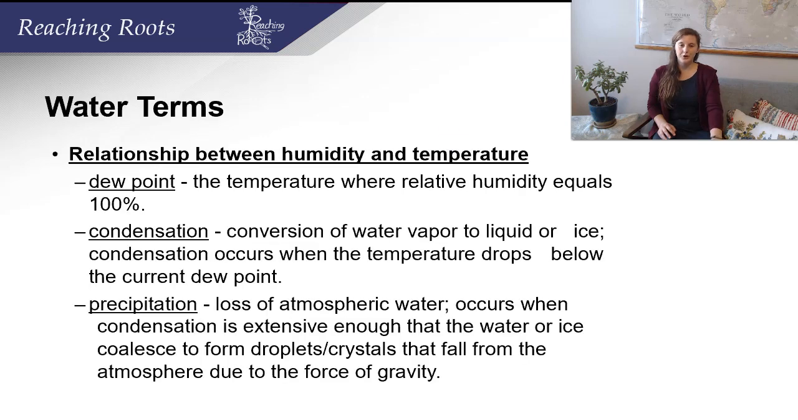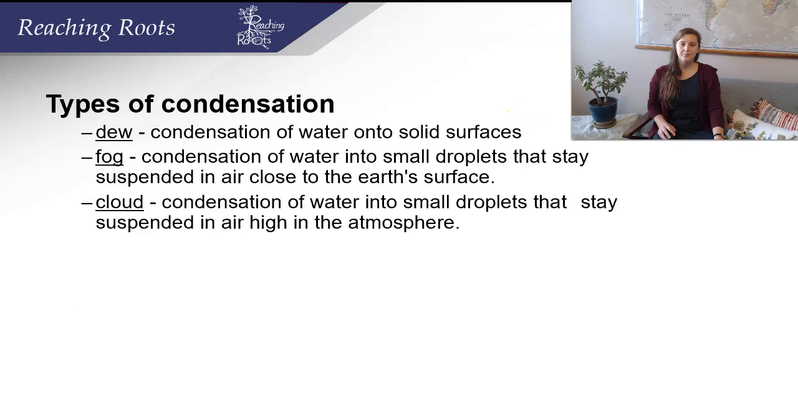Some more terms for humidity. The dew point is the temperature where relative humidity equals 100%. Condensation occurs, and that's the conversion of water vapor to liquid or ice, and that occurs when the temperature drops below the current dew point. Precipitation is the loss of this atmospheric water to the earth through the force of gravity. There are different types of condensation. Water can condense on solid surfaces, and we call that dew.